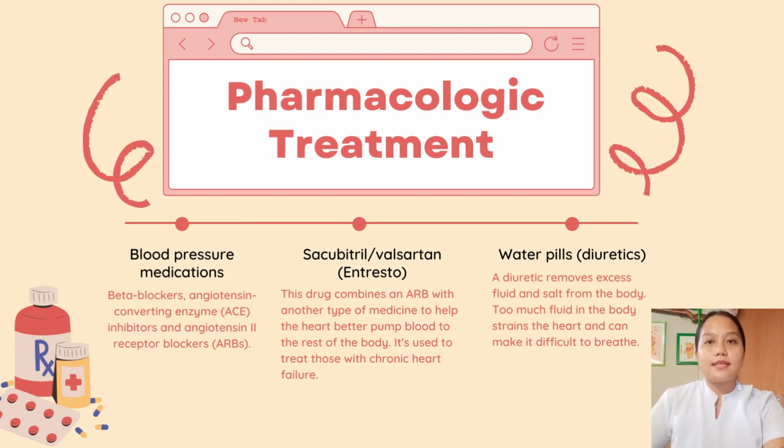The next is sacubitril valsartan or Entresto. So this drug combines an ARB with another type of medicine to help the heart better pump blood to the rest of the body. It is used to treat those with chronic heart failure.